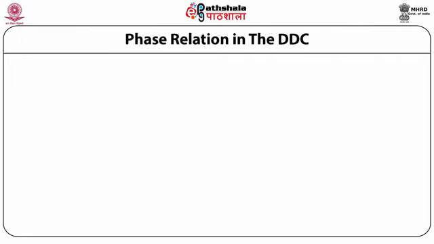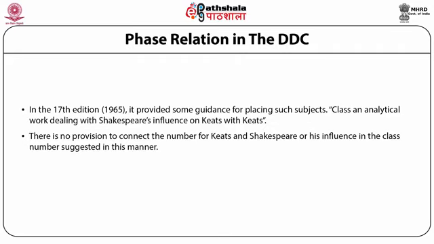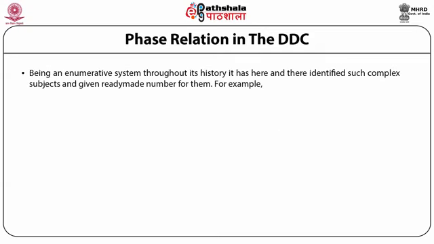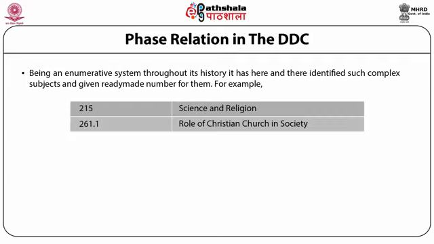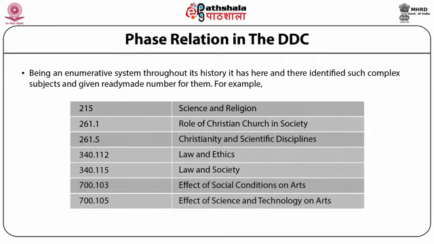Phase relations in the Dewey Decimal Classification. In the 17th edition, it provided some guidance for placing such subjects. Class an analytical work dealing with Shakespeare's influence on Keats with Keats. There is no provision to connect the numbers for Keats and Shakespeare or his influence in the class number suggested in this manner. Being an enumerative system, throughout its history it has here and there identified such complex subjects and given ready-made numbers for them. For example, science and religion, role of Christian church in society, Christianity and scientific disciplines, law and ethics, law and society, etc. have their ready-made numbers given in the DDC.